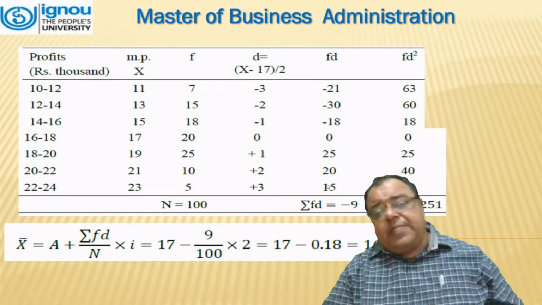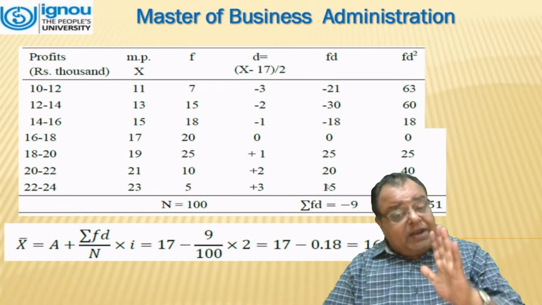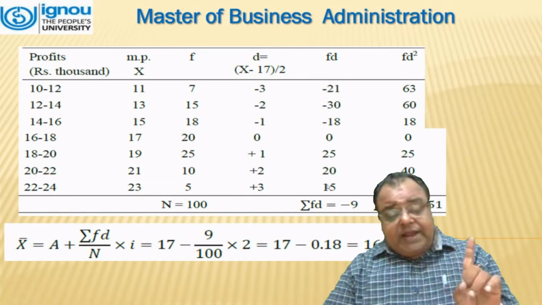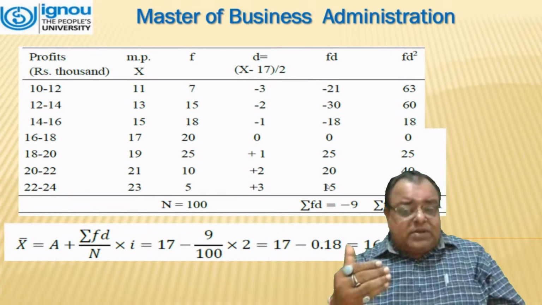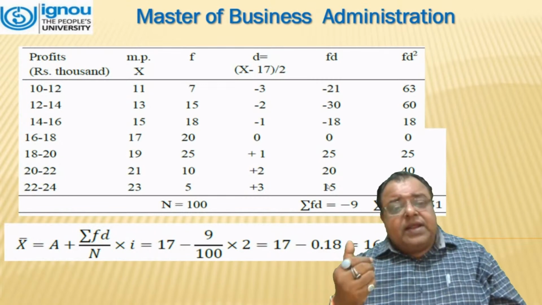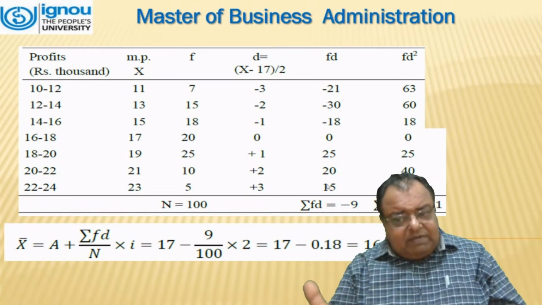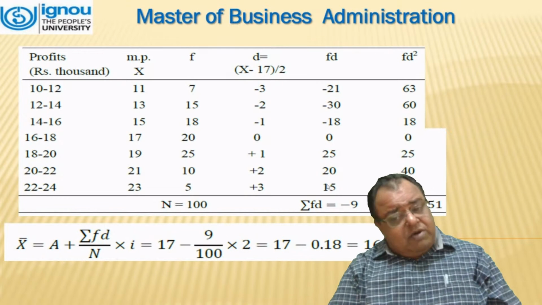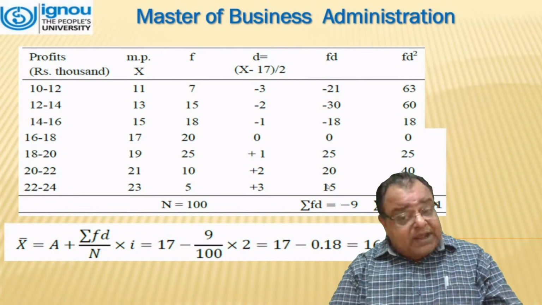Now, the last column is FD square. So we will be squaring the values of D. That means we won't be getting any negative term over here, because when negative terms are squared, the negative sign is converted into a plus sign. So we can see that squaring -3 is 9, and 9 into 7 is 63. Similarly, we will be calculating all the values of the FD square column. Now, we sum up: summation of F, that is N; summation of FD, that is -9; summation of FD square, that is 251.